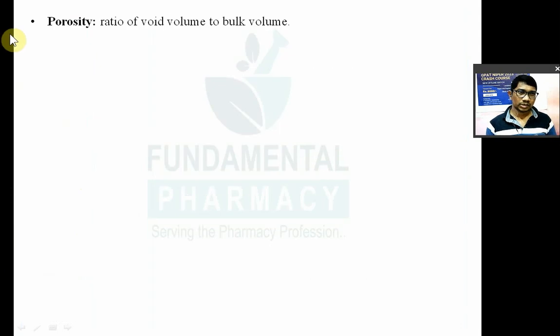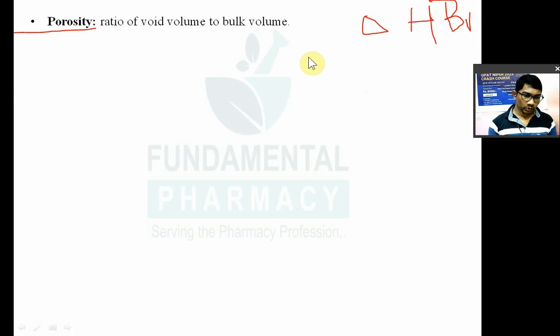What is porosity? Porosity means a powder having high bulk volume. Because what does bulk volume mean? If you take a sample of powder, say 5 grams, put it in a measuring cylinder and check its volume, that is nothing but the bulk volume. The volume of powder in the measuring cylinder is the bulk volume.